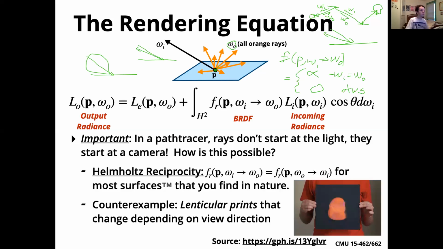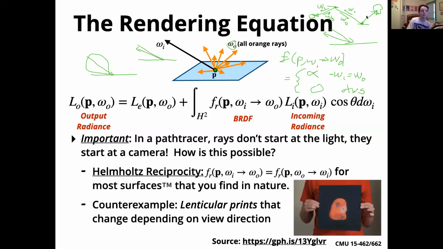The key idea of reciprocity is that we can, if we want, have Wo be given. In this case, we know Wo, the direction the photon is traveling in, but we can flip it. We can say we're going to start at the camera now and bounce around the scene until we hit a light, instead of starting at the light and bouncing photons around the scene until they hit the camera.